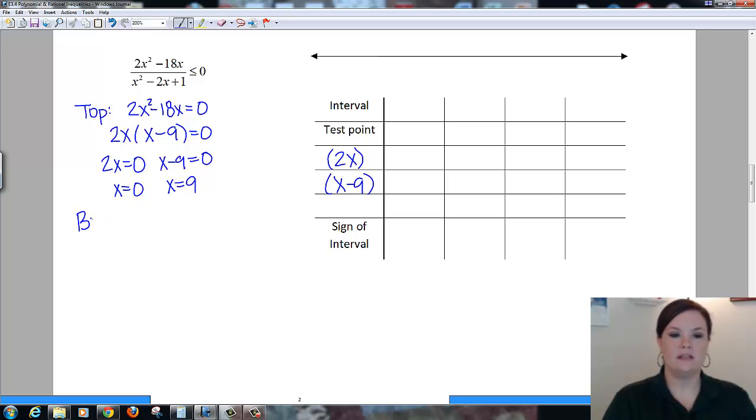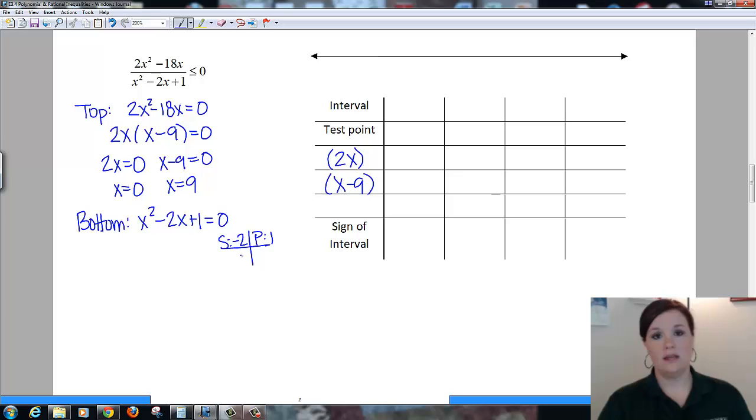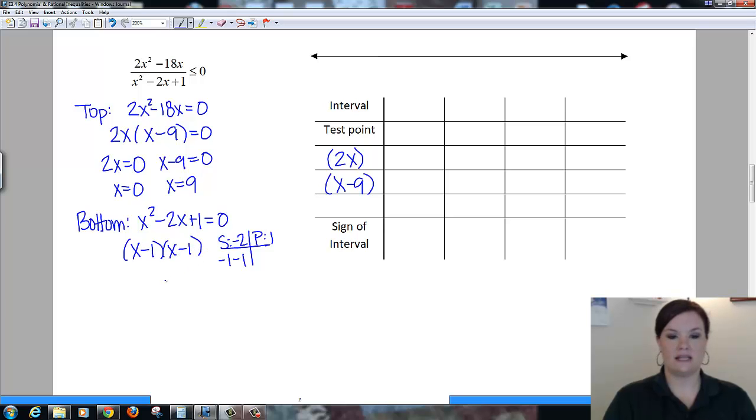Now I want to find the zeros from the bottom. So from the bottom I have x squared minus 2x plus 1 equals 0. Notice if I factor this using sum product, I need a sum of negative 2 and a product of 1. The only way I can get a product of 1 is 1 times 1. And if I do a negative 1 times a negative 1, that will give me the positive 1. And negative 1 minus 1 gives me the negative 2 that I need. Which means that this factors into x minus 1 times x minus 1.